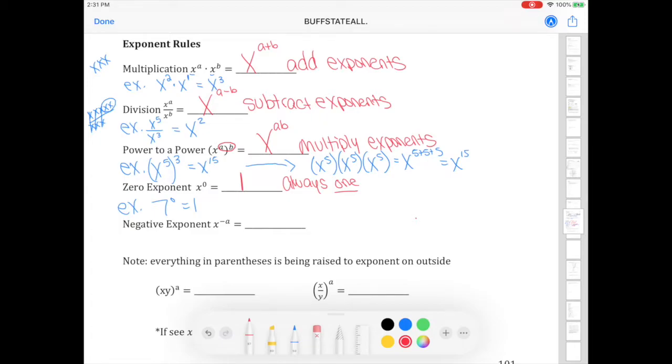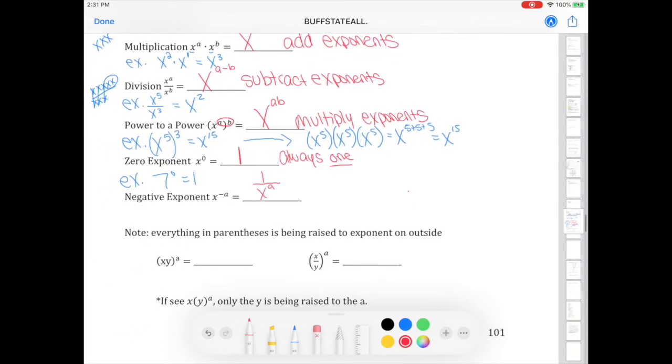Okay, after the easiest rule is probably the most difficult rule to remember, a negative exponent. So when you're using exponent rules, you are never allowed to leave a negative exponent. So you have to apply this rule anytime you see a negative exponent in a problem. So the rule, I'm just going to write it out for you first and then we'll talk about it, is 1 over x to the positive a.